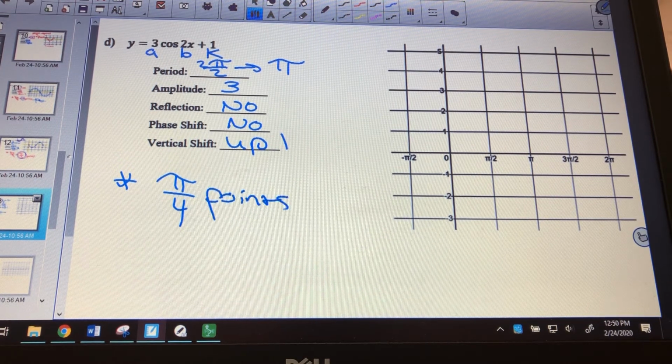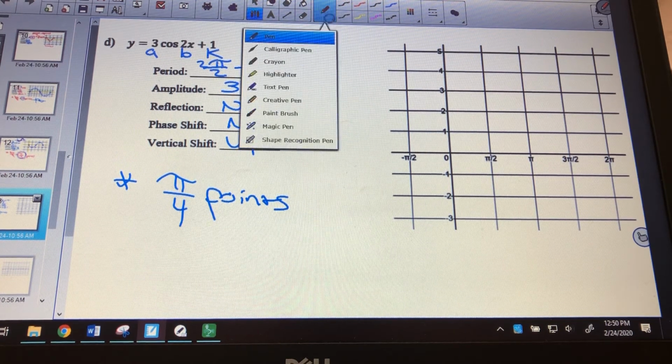Okay, so take a look up here and just see if everything looks good so far. So we have an A, a B, and a K. The period would be 2 pi over 2, which is just pi, which means our increments are going to be pi over 4. Amplitude is 3, and we're shifting up 1.